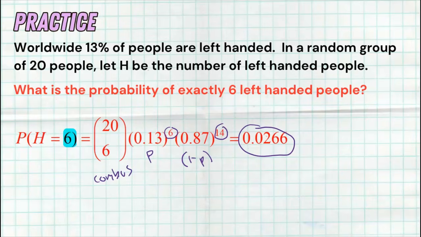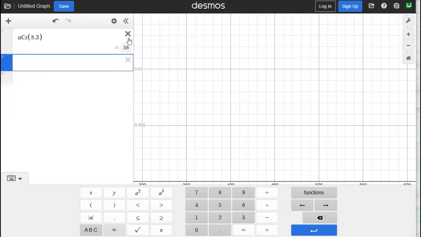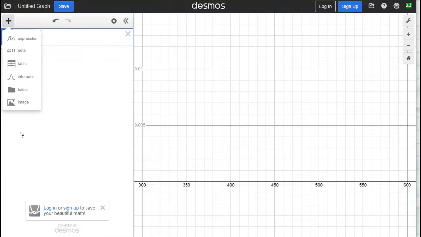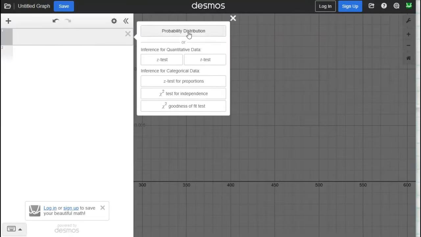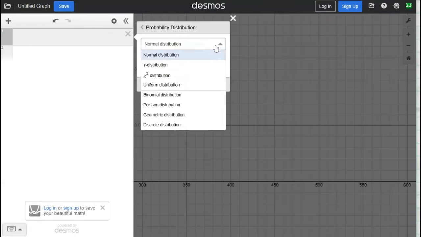This is the amazement of Desmos. All right, if we go to Desmos here, I'm going to clear this out. If we click on this little plus button right here, and we go to inference. At the very top is probability distributions. Now, there's a drop-down menu here, and we need to find binomial. There it is right there.